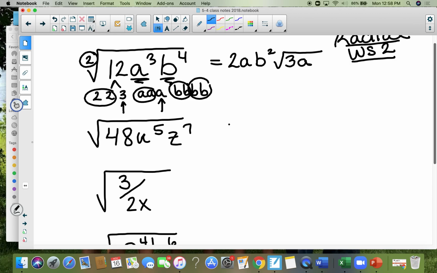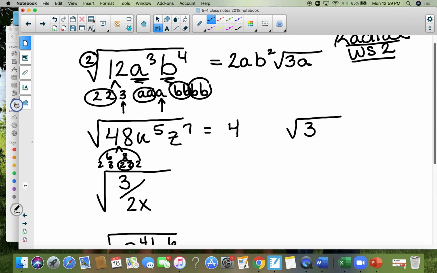Okay, let's do this again. 48 is made up of 6 times 8, which is 2 times 3 and 2 times 2 times 2. So we have that. We are looking for the square root, so we're looking for those 2 2's and those 2, so I can take out a 4 because I have 2 2's, but I still have a 3 left inside.